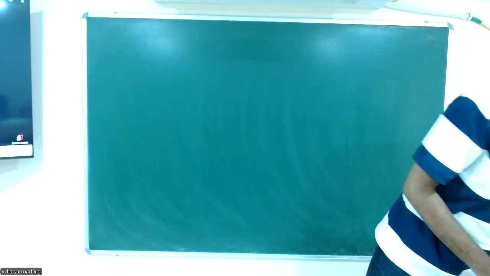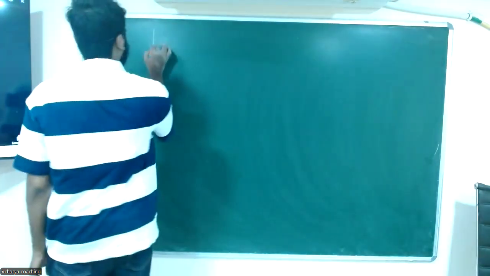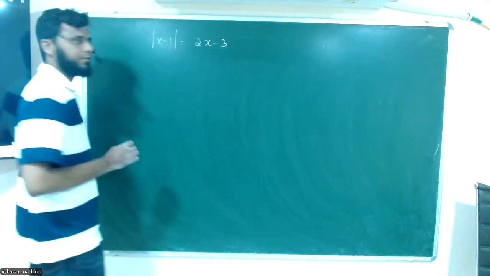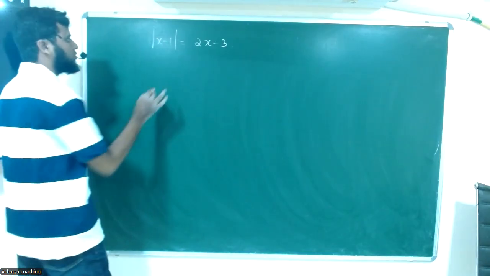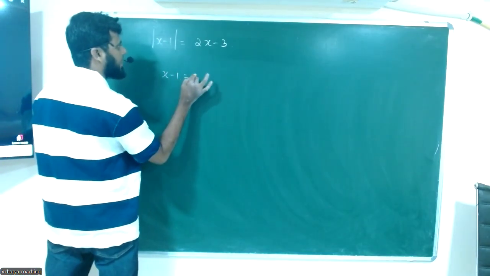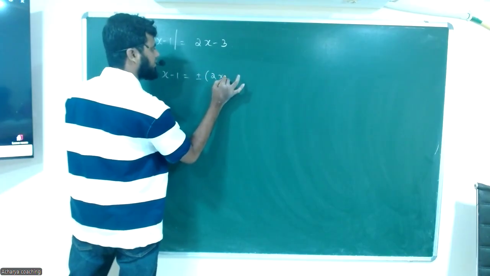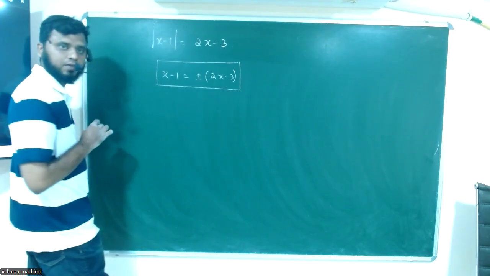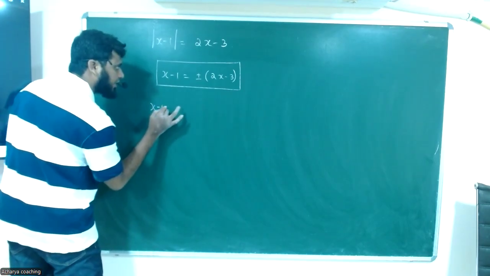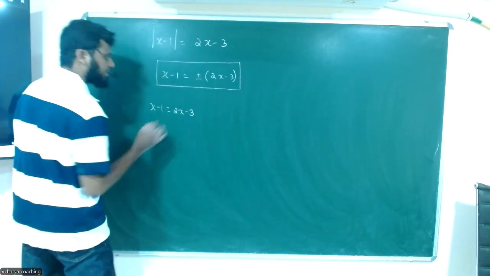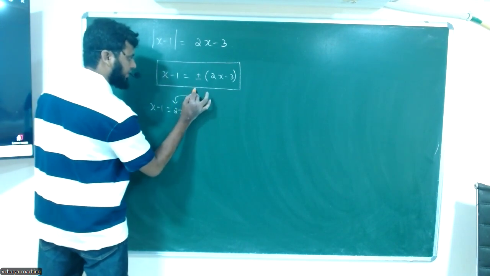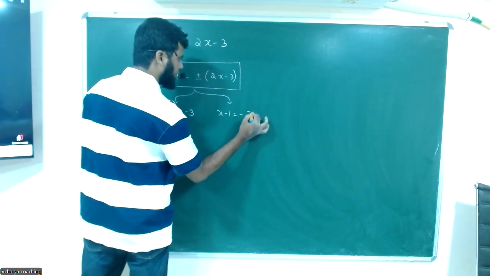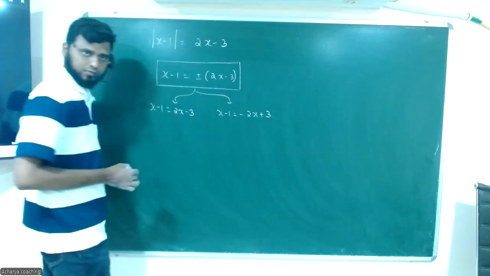So next question, modulus of x minus 1 equal to 2x minus 3. First what I'm going to do, x minus 1 equal to plus or minus of 2x minus 3. I'm just opening this modulus. First, x minus 1 equal to 2x minus 3. Next, x minus 1 equal to, multiplying this minus sign, minus 2x plus 3. Clear?